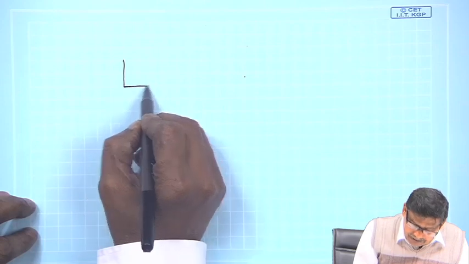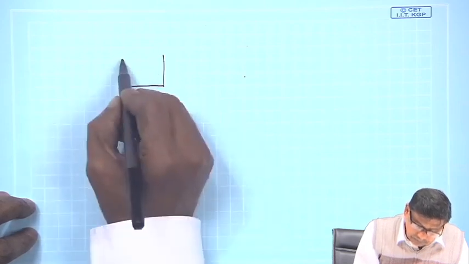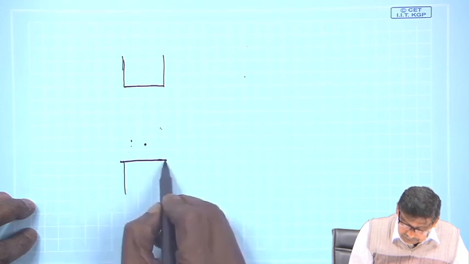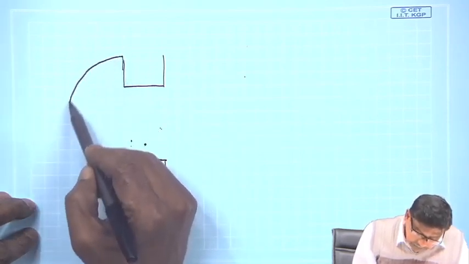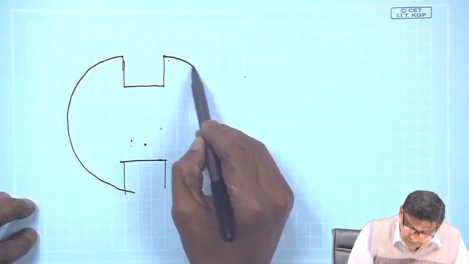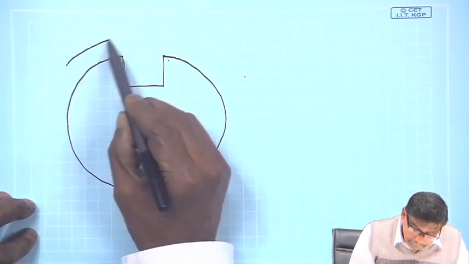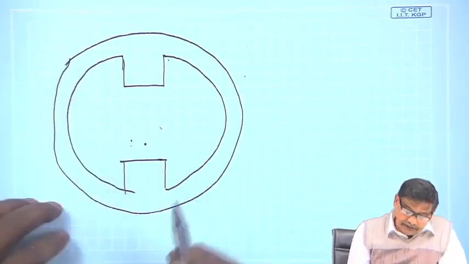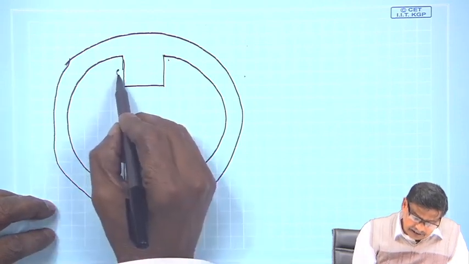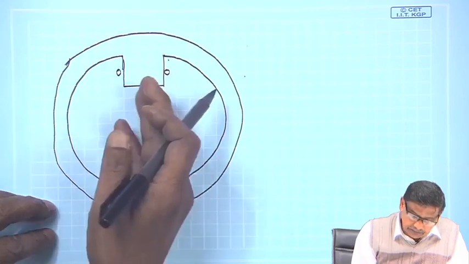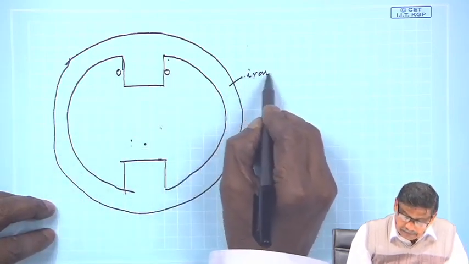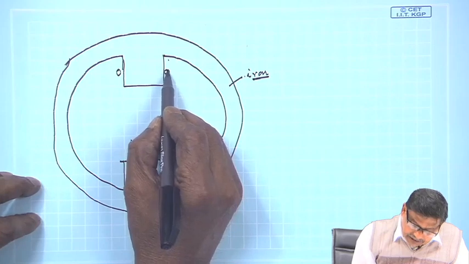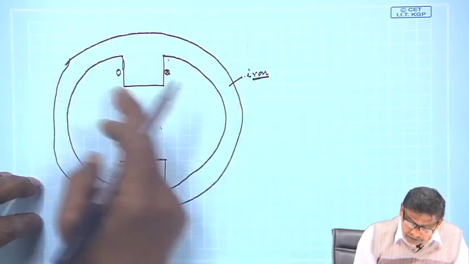Suppose here is a north pole and here is a south pole, and I will make it circular like this. These are iron, soft iron. I can do like this, and by passing some current here, around this projected pole. So, this is circular, this is iron. If you pass some current here, you can make it like this. Suppose this is a coil wrapped around this projected pole.